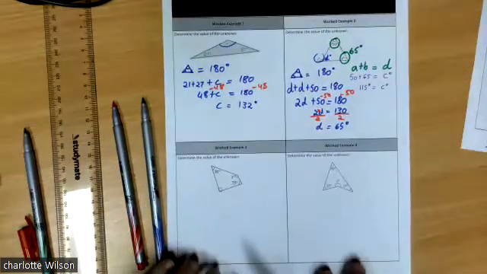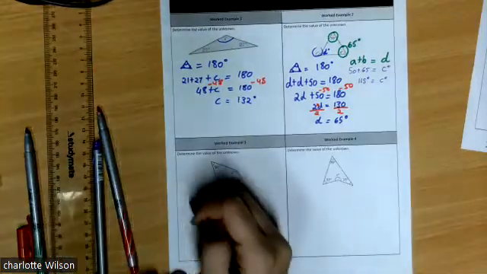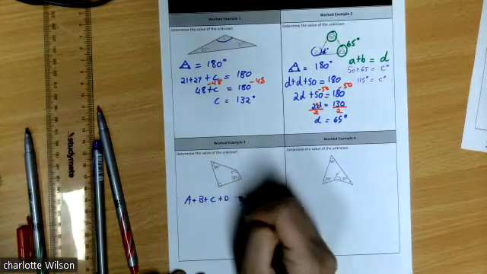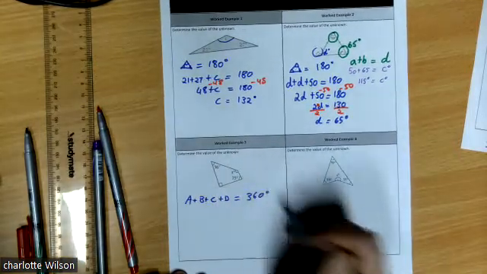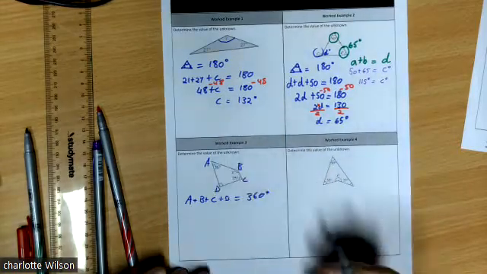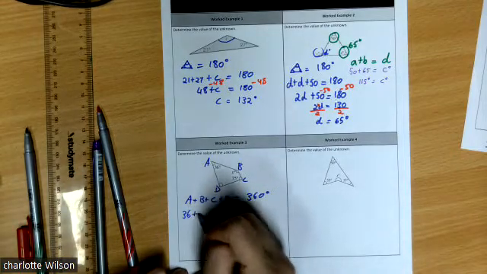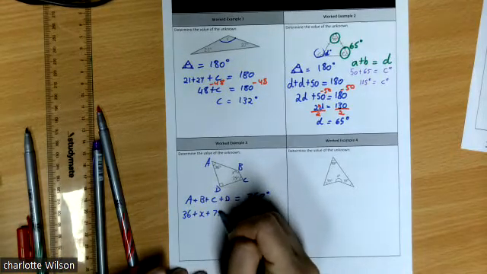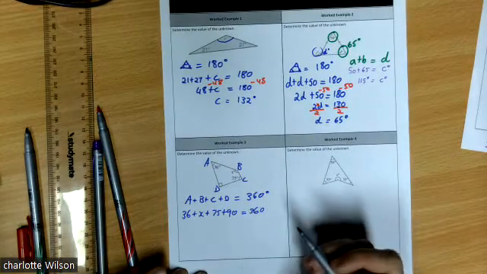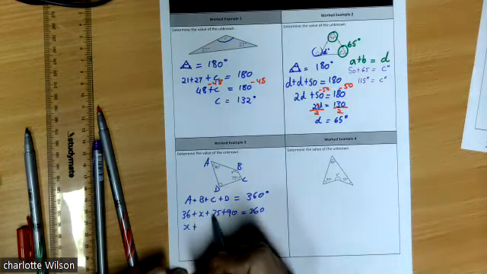Our last 2 examples are going through our angle sum of quadrilaterals. So remembering that our rule for a quadrilateral is that A plus B plus C plus D is equal to 360 degrees. If I label my quadrilateral here with A, B, C, and D, we can then substitute our information in. So we've got 36 plus X plus 75 plus 90 is 360 degrees. I'm then going to put X at the front, and then we're going to add our other values.